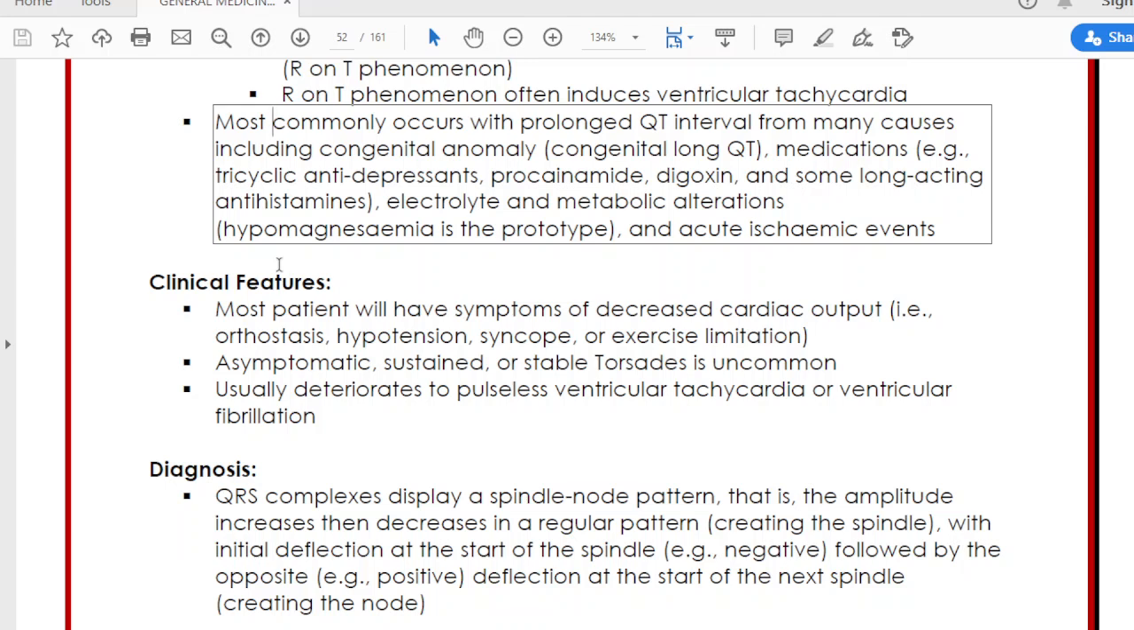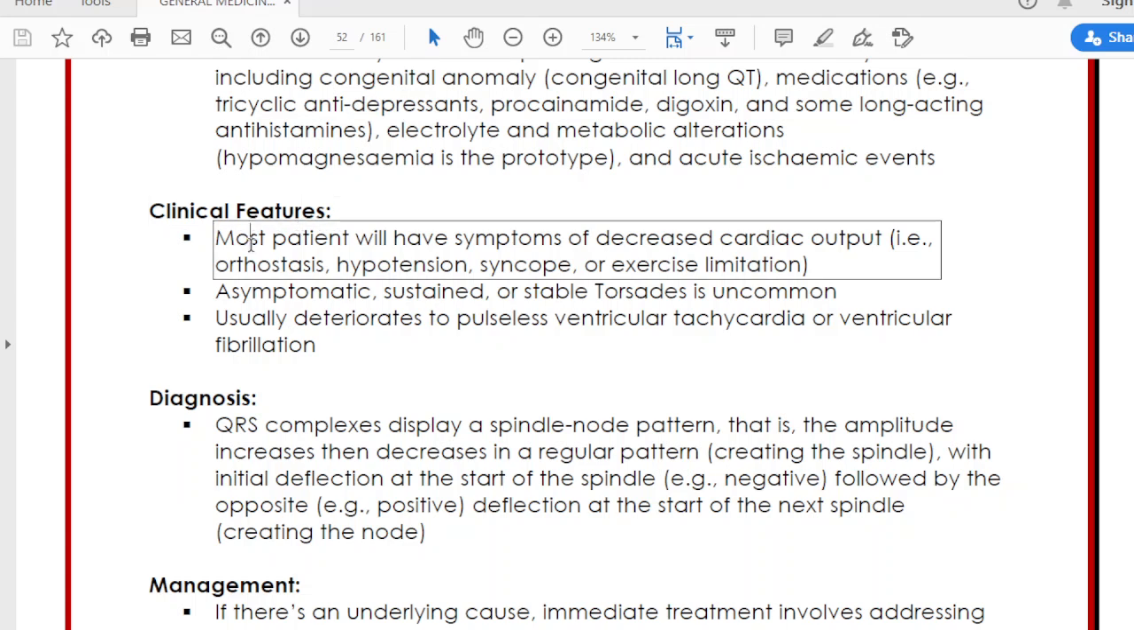Most commonly occurs with prolonged QT interval from many causes including congenital anomaly, congenital long QT, medications, for example tricyclic antidepressants, procainamide, digoxin, and some long-acting antihistamines, electrolyte and metabolic alterations, hypomagnesemia is the prototype, and acute ischemic events.